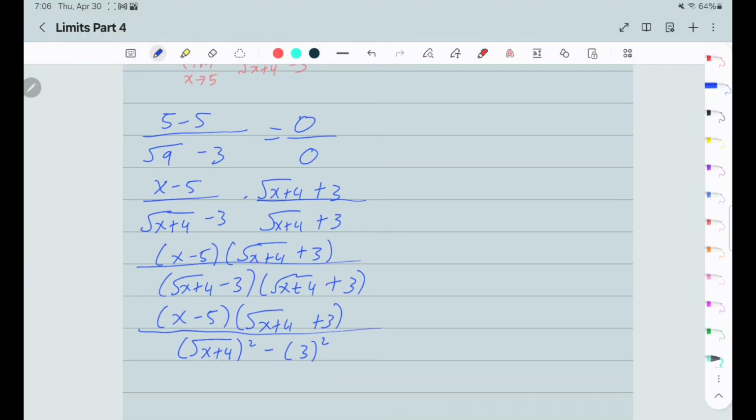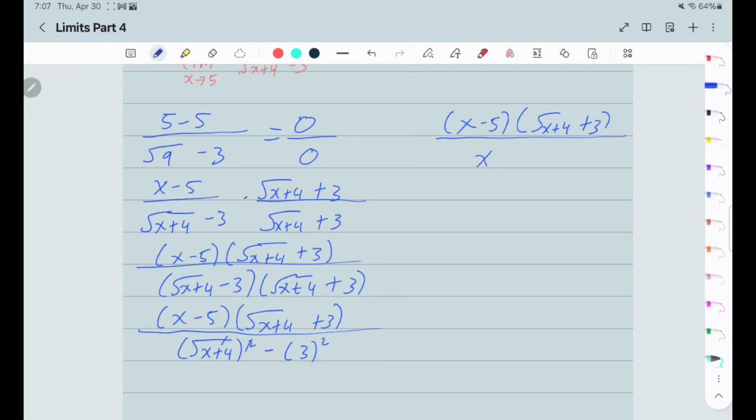if you look at the bottom, I'll do all the things on the right side now. This square root cancels the square, and then on the top it stays the same first: x minus 5 times root x plus 4 plus 3. And in the bottom, now we notice that the square root gets cancelled, so we just have x plus 4, and minus 3 squared is 9, minus 9.